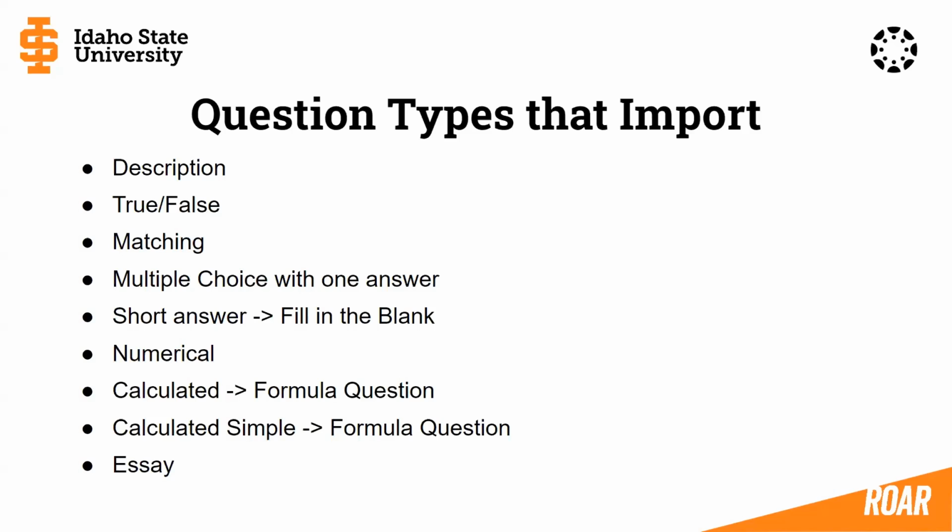Short answer becomes fill in the blank. Numerical, calculated becomes a formula question, and calculated simple also becomes a formula question. So you lose the simple setup. It all becomes one way, and essay stays as an essay. There are subtle differences in how these all work and how you set them up, but I think they will be fairly easy for people to figure out as you get into the swing of doing things in Canvas. Ryan, can you advance the slide, please?